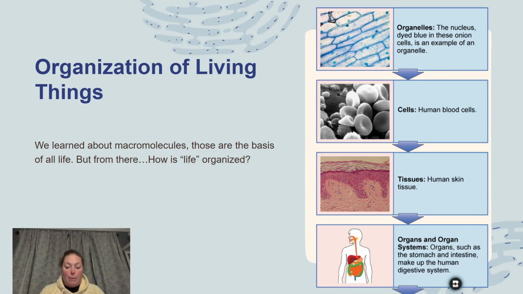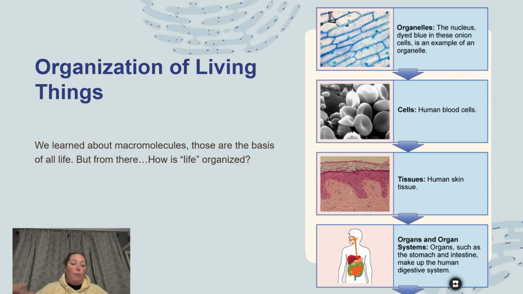And organelles are similar in plants and animals. There are some that are unique, but they are similar in plants and animals. Those organelles all work together to form a cell. The cells that are all the same type are going to work together to form a tissue. Similar tissues all work together.